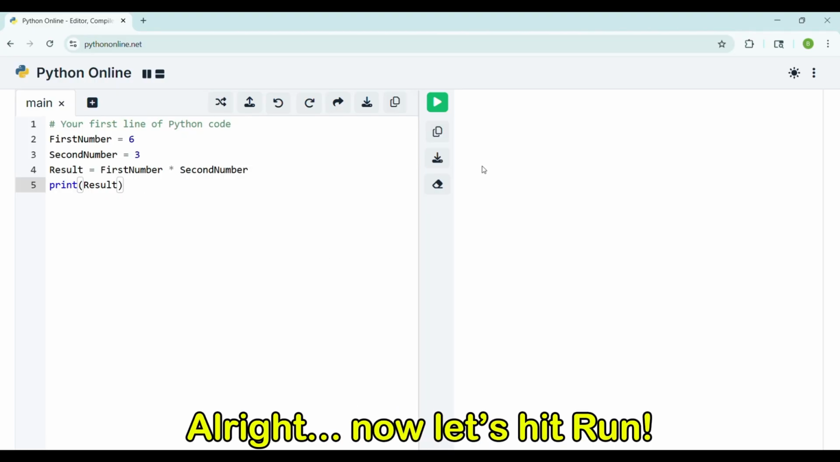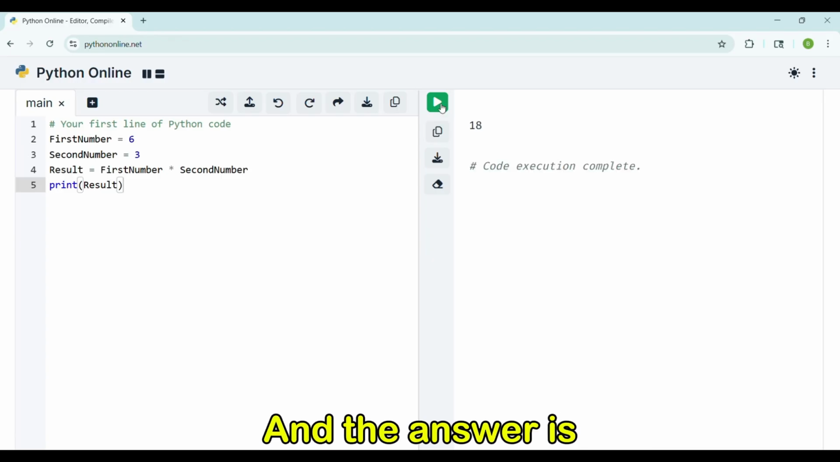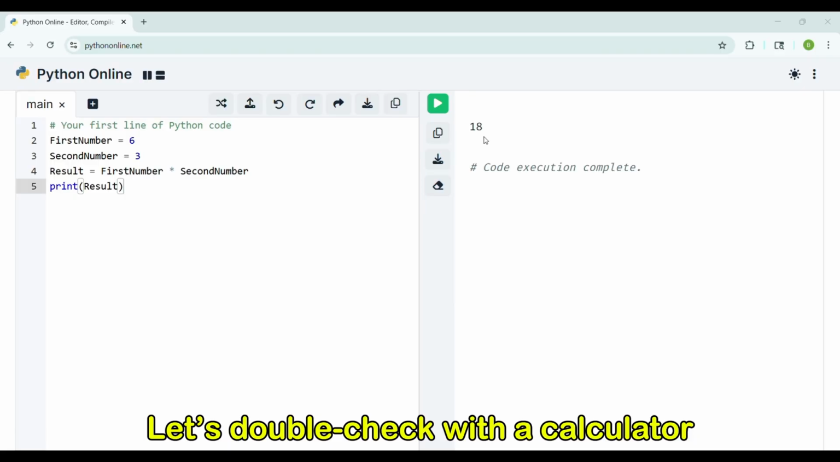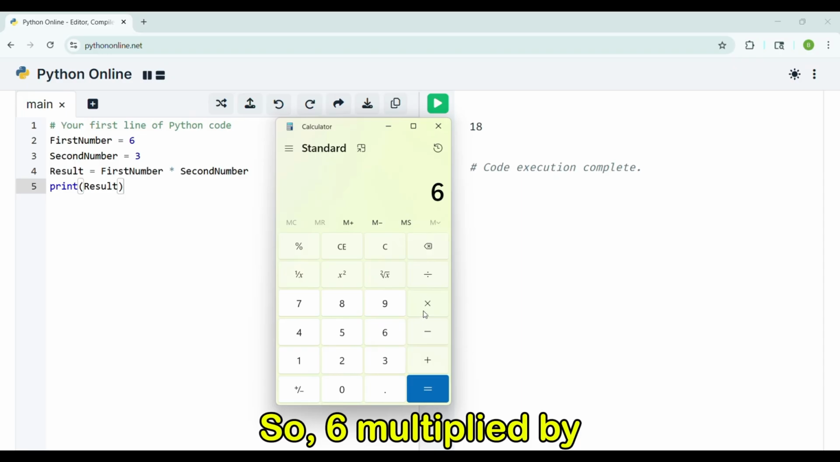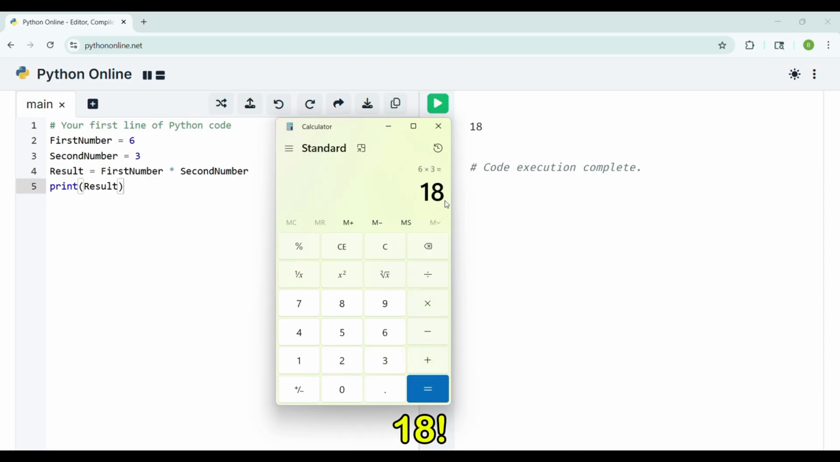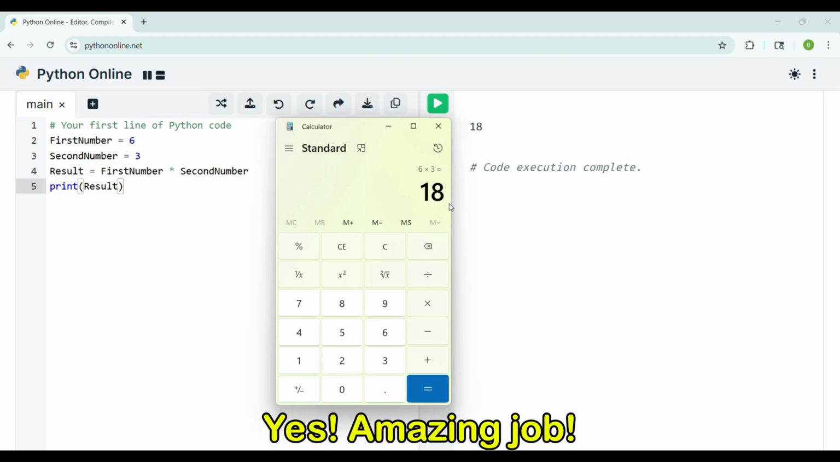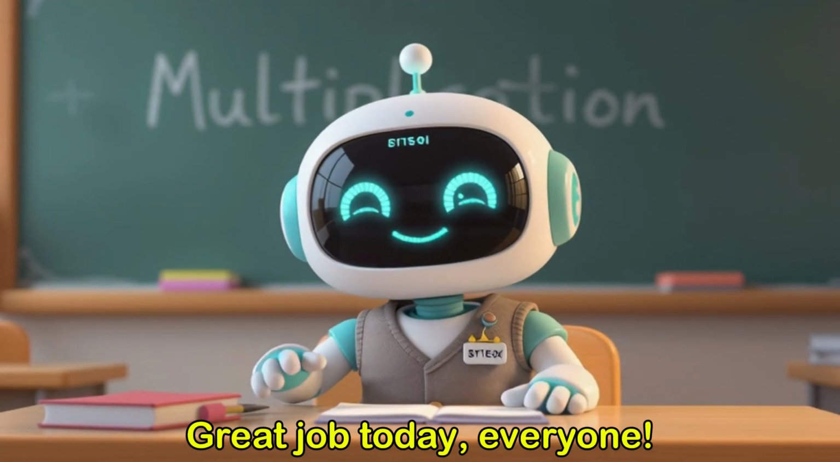All right, now let's hit run. And the answer is 18. Let's double check with a calculator just to be 100% sure. So 6 multiplied by 3 equals 18. Yes, amazing job.